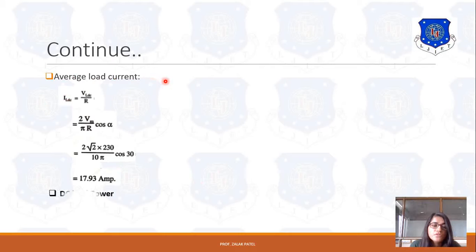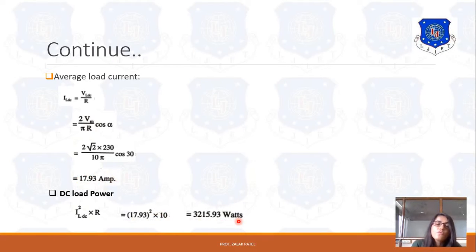Now let's find another quantity, that is DC load power. DC load power is given by I_L squared (DC) into R. We have the values of I and R, so let's put them in: 17.93 squared, that is our average load current, into the resistor. The resistor is 10 ohm. If we multiply this, we get 3215.93 watt, because it is power. So this is our second answer, DC load power.